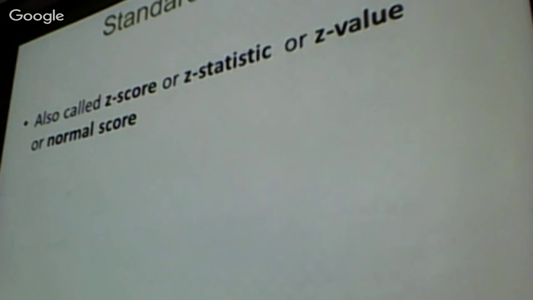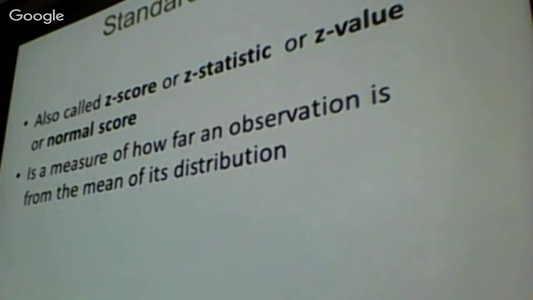Okay, standard scores. A standard score is also called a z-score, or a z-value, or a normal score, and all it really is, is the number of standard deviations that your score is beyond the mean, right? So it's a measure of how far an observation is from the mean of its distribution. So I'm going to give an example. For example, if you got 65% on the final exam in this class, how far is that from the mean? Right, how many standard deviations is that, and why is that relevant?